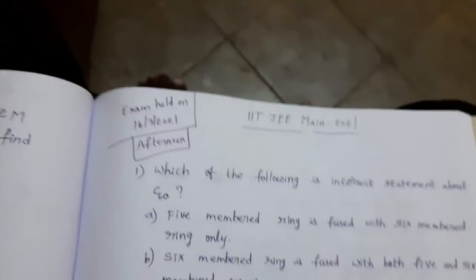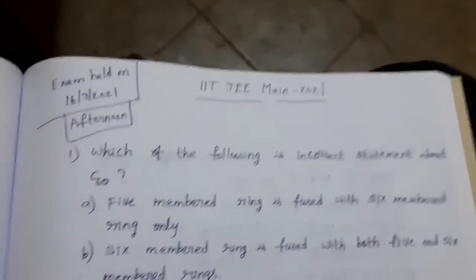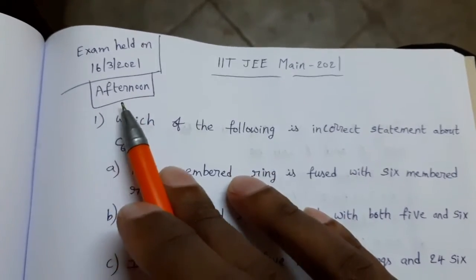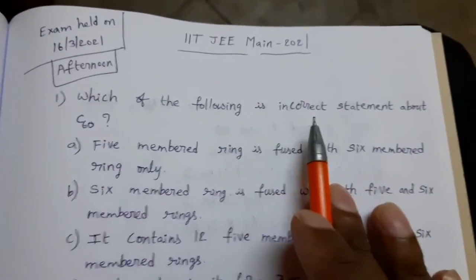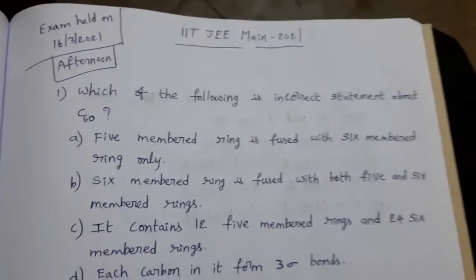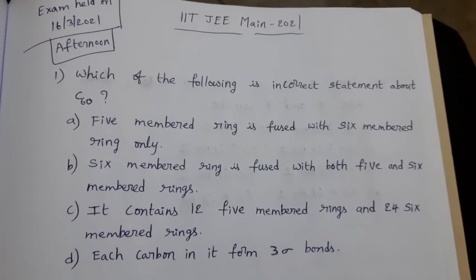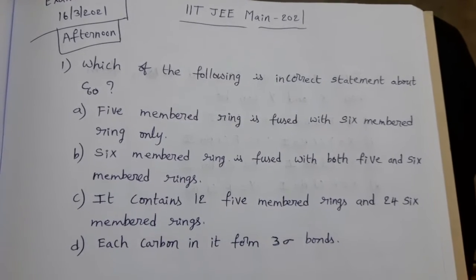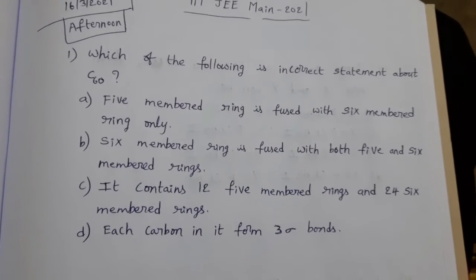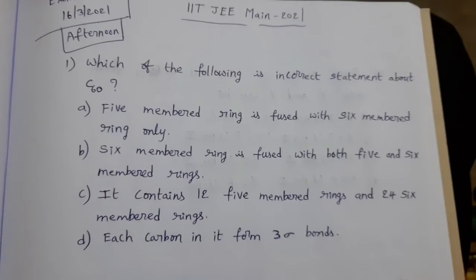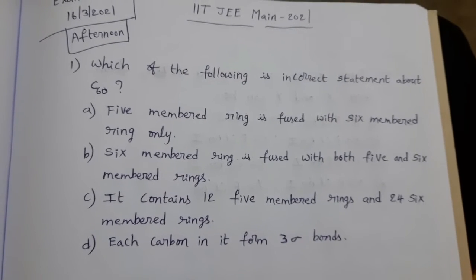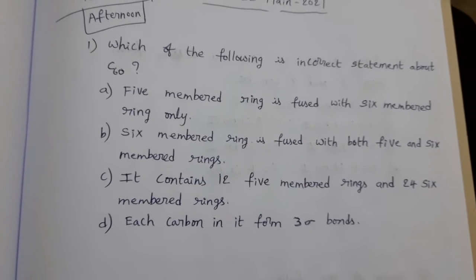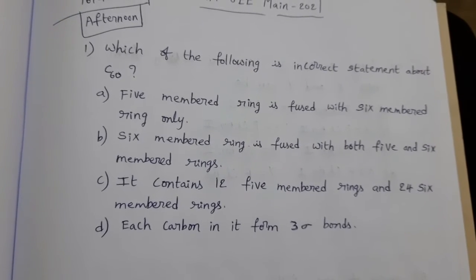See this, IIT JEE Main 2021 exam held on 16th March afternoon session. So now afternoon session 16th March paper. First question, which of the following is incorrect statement about C60? So C60 is an allotropic form of carbon. In this, 5-membered rings and 6-membered rings are fused together. So incorrect statement we should find out.